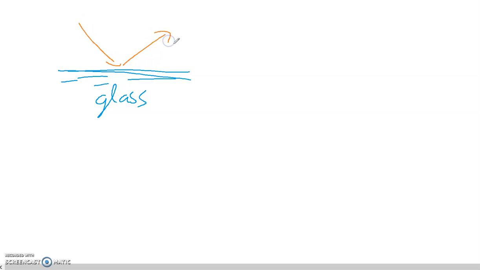So let's start with a boundary of some kind, and let's say this here is glass, and we've got some light coming in. Here comes our light, and the light comes in and it internally reflects. Okay, so it internally reflected, and let's say that it came in at let's go with 40 degrees.